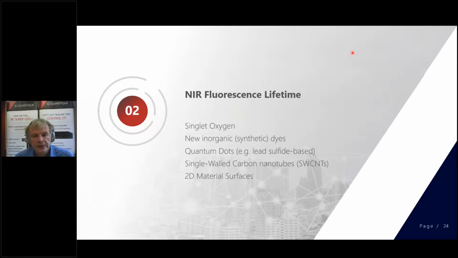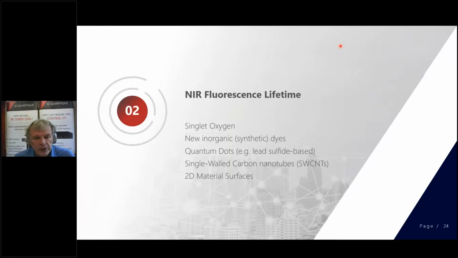What I want to do in the second part of my presentation is give a few examples of fluorescence lifetime in the near infrared. It's a little bit dubious what people mean by infrared. Some people mean from 750 to say 850 or 900. Other people mean beyond the band gap of silicon, so say from 1100 to 1700. That's often what we define as near infrared. Other people call this wavelength range shortwave infrared, SWIR.